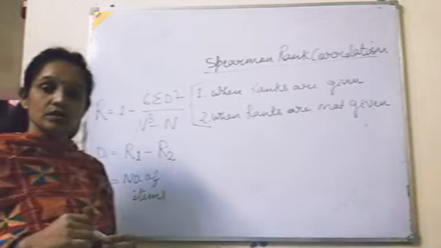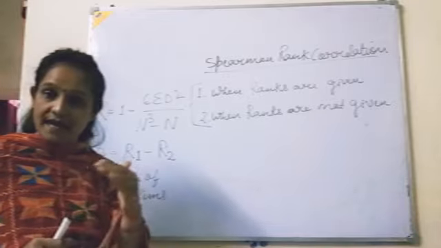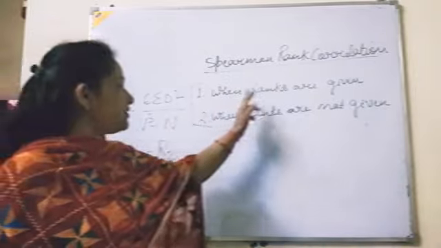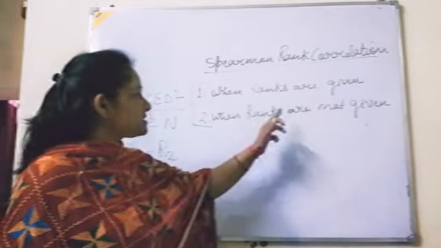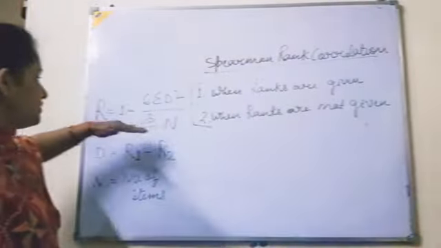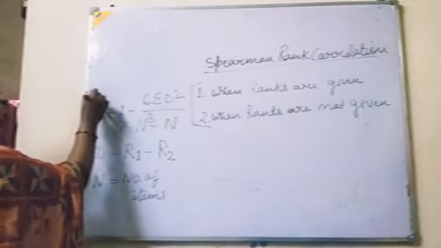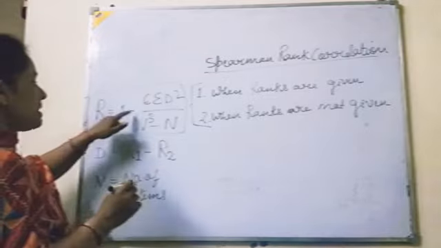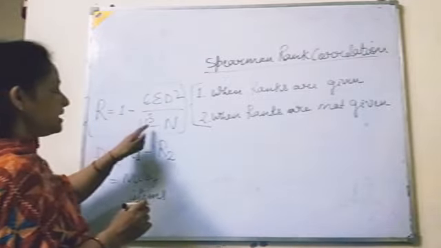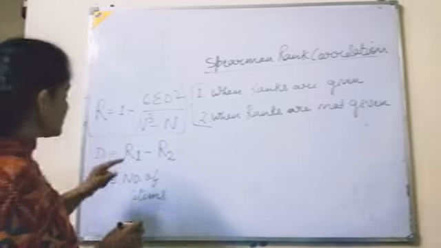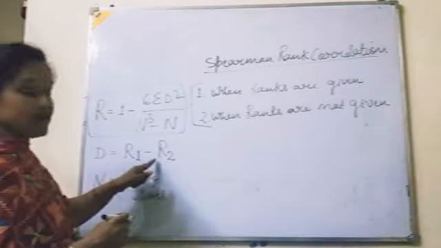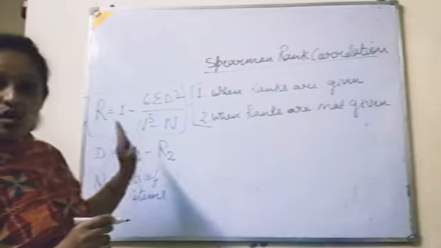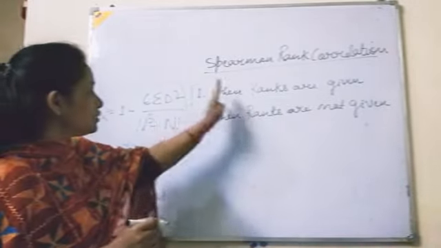So under three categories we study rank correlation. First category, when ranks are given. Second category, when ranks are not given. For both these categories, we will use this formula: R equals 1 minus 6 summation D square upon n cube minus n, where D is R1 minus R2 and n is the number of items. This is the description of the formula we will use under the two categories.